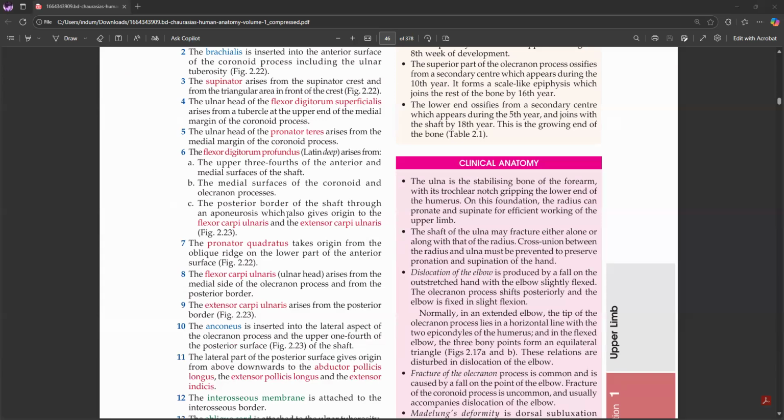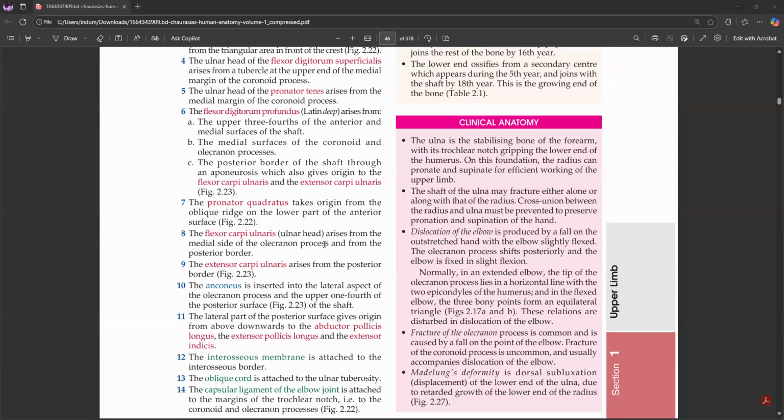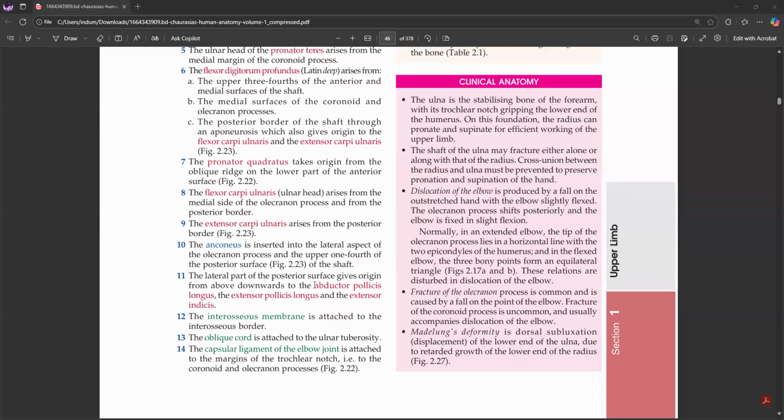Number 6. The flexor digitorum profundus arises from the upper three-quarters of the anterior and medial surfaces of the shaft, the medial surfaces of the coronoid and olecranon processes, and the posterior border of the shaft through an aponeurosis, which also gives origin to the flexor carpi ulnaris and extensor carpi ulnaris. Number 7. The pronator quadratus takes origin from the oblique ridge on the lower part of the anterior surface. Figure 2.22. Number 8. The flexor carpi ulnaris arises from the medial side of the olecranon process and from the posterior border. Number 9. The extensor carpi ulnaris arises from the posterior border.